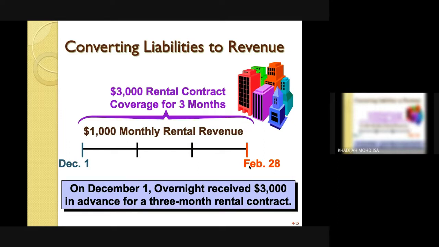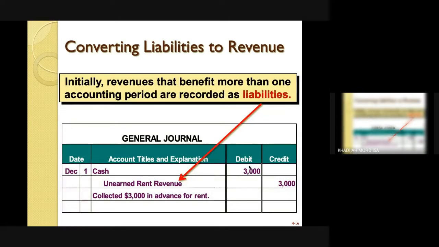On December 1st, Overnight received 3,000 in advance for a 3-month rental contract. So in this case, the company received cash for the rental revenue. But because you have not actually earned the revenue, you're going to debit your cash and credit your unearned rent revenue, 3,000. Right, collected 3,000 in advance for your rent. Remember that the unearned revenue is a liability, that's why it has a credit balance.